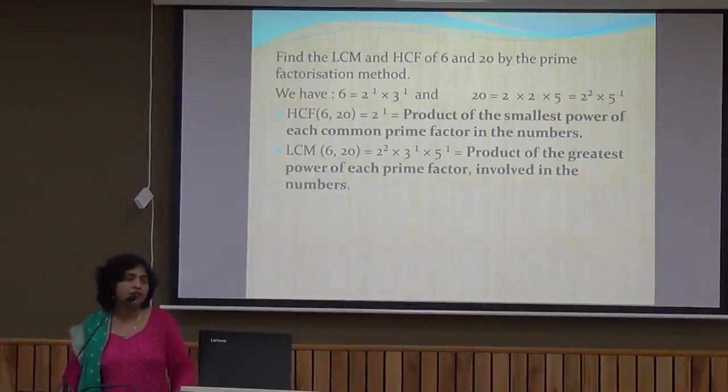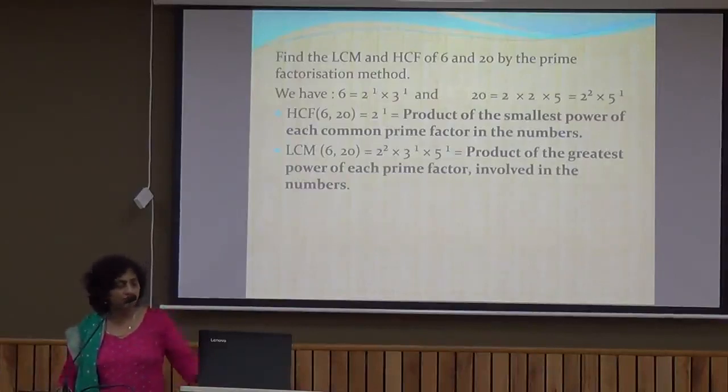For HCF, we see 2 is the only common factor in both 6 and 20, and the least power of 2 is 1. So HCF is 2 raised to power 1, or simply 2. Now for LCM, we will see all the factors. All the factors are 2, 3 and 5, and we take the highest powers of 2, 3 and 5. So we get 2 raised to power 2 into 3 into 5, and that gives you the LCM of 6 and 20.